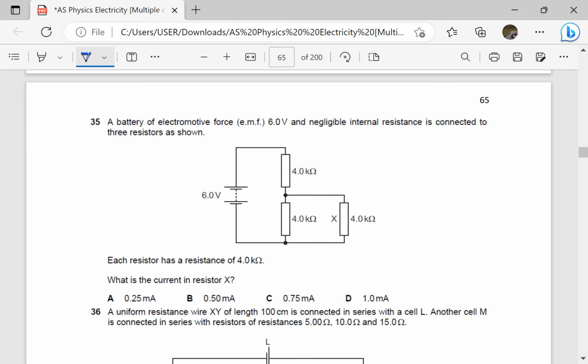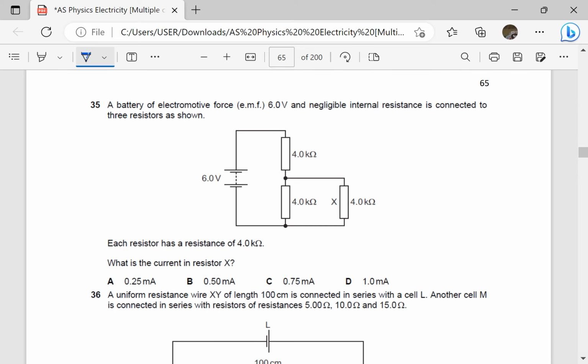A battery of EMF 6 volts and negligible internal resistance is connected to 3 resistors as shown in the diagram. Each resistor has resistance of 4 kilo ohms. What is the current in resistor X? So we want the current in resistor X.